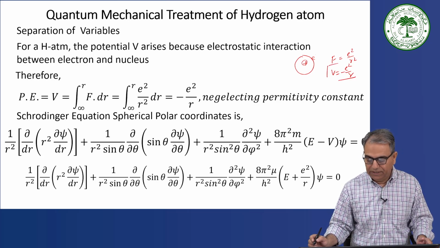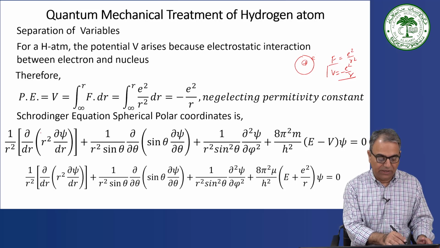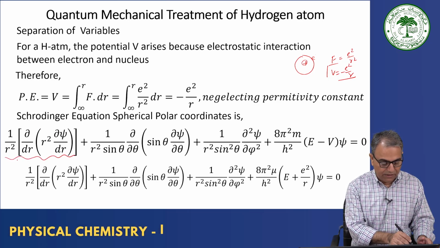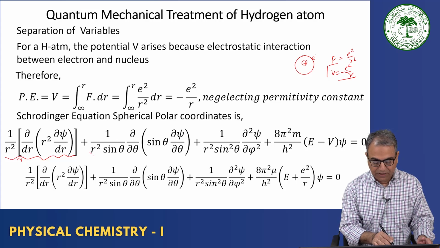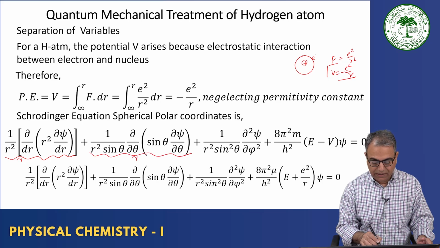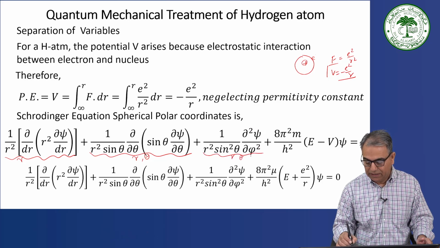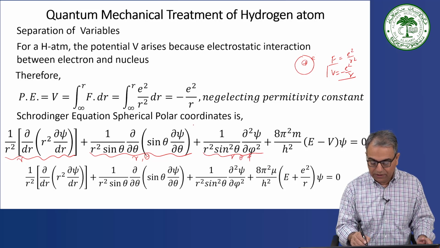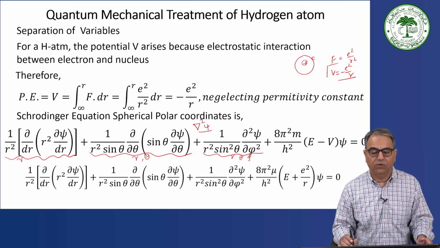So we can write the Schrodinger wave equation in polar coordinates as 1 by r square del by del r of r square del psi by del r. This has only one variable, r. Then the second term is 1 by r square sin theta del by del theta of sin theta del psi by del theta. This has two variables, r and theta. And then you have 1 by r square sin square theta del square psi by del phi square. This has three variables, r, theta and phi. I talked about this in the rigid rotor also. And this whole thing is nothing but converting the Laplacian operator del square psi into spherical polar coordinates.